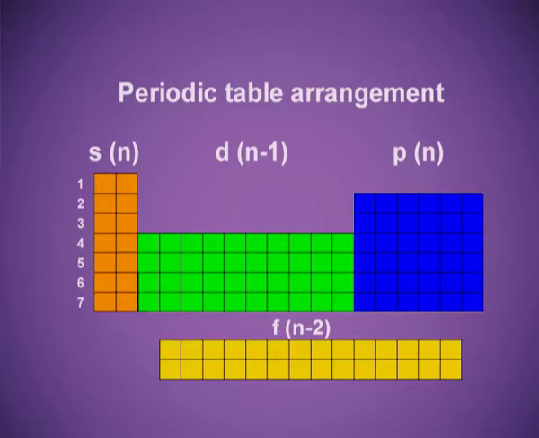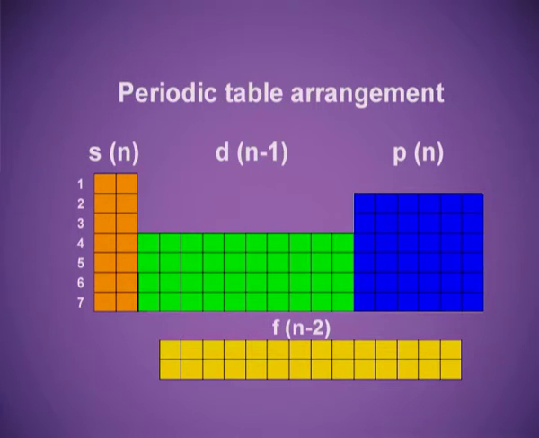From the slide you can see that the orange colored 2 groups are the S block, the blue colored 6 groups are the P block, the 10 groups shown in green are D block elements, and at the bottom the 2 series shown in yellow are F block elements. So in total in the periodic table, depending upon the valence shell electronic configuration and in which shell the electron is entering, there are 4 blocks.